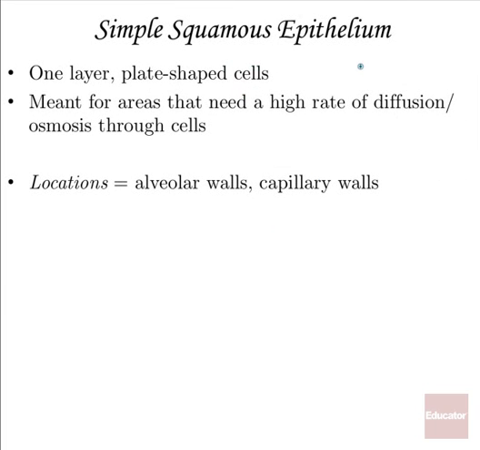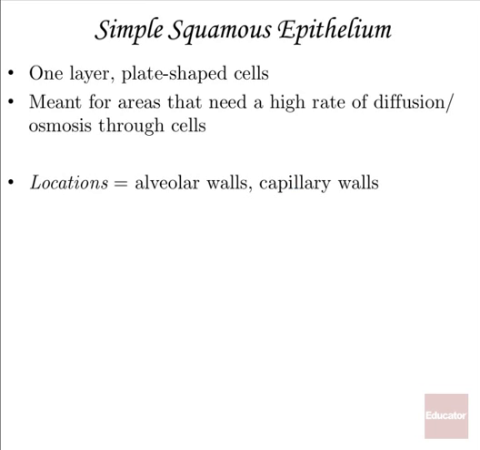Here it is, simple squamous epithelium. One layer of plate-shaped, I said disc-shaped, but same thing, plate-shaped cells. They just look like this. Meant for areas that need a high rate of diffusion and osmosis through the cells. So think about inhaling air or transporting nutrients through blood vessels. You want to get the oxygen to your cells as quickly as possible. You want to get nutrients like sugars and proteins and fats to cells as quickly as possible. You don't want them drifting through layers and layers of cells. It would take longer and be harder to get that stuff around the body. So two examples are the alveolar walls and capillary walls.